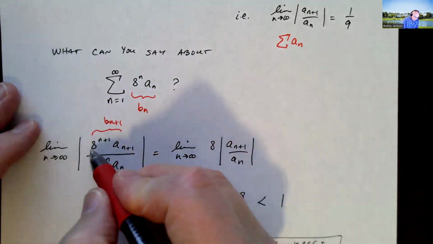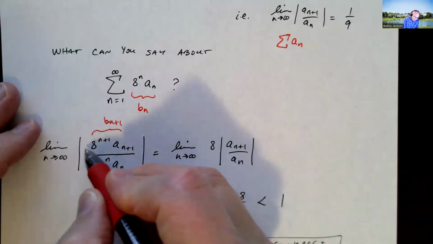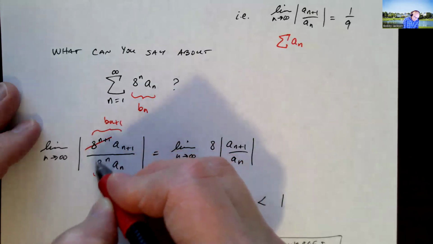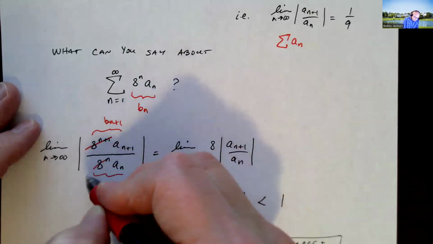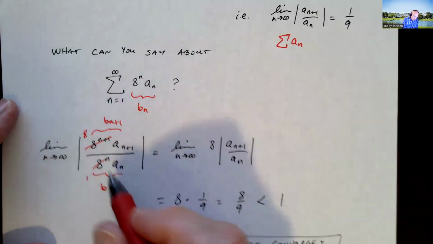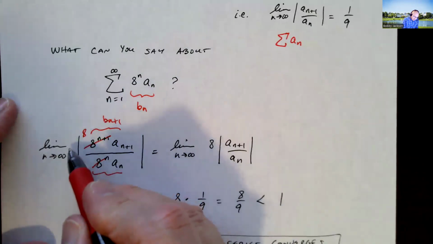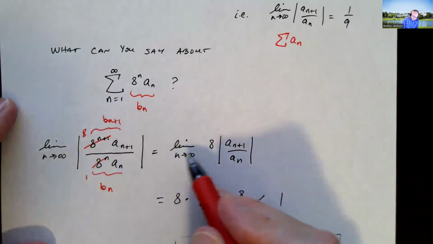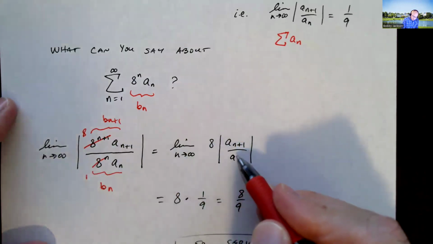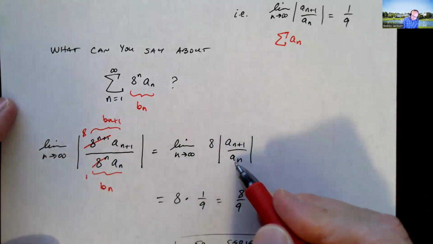But clearly, 8 to the n plus 1 is 8 to the n times 8, right? So I can divide top and bottom by 8 to the n, and I'm left with 8 up here. So I'm going to pull that 8 out. The absolute value of 8 is 8, and I'm going to pull it out in front here. And what am I left with? Just the absolute value of a sub n plus 1 over a sub n.